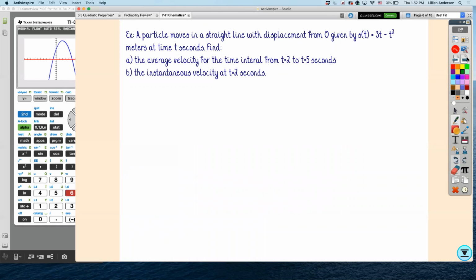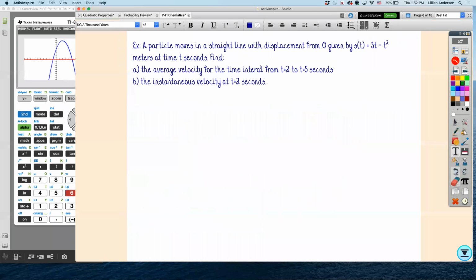So let's look at this example. It's a tad bit small. Let me make it a little bit bigger. I didn't realize how small it was once I did it this size. Okay.